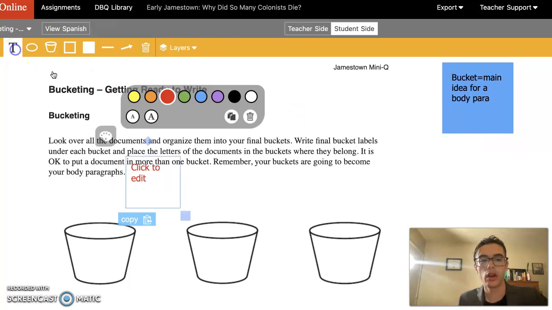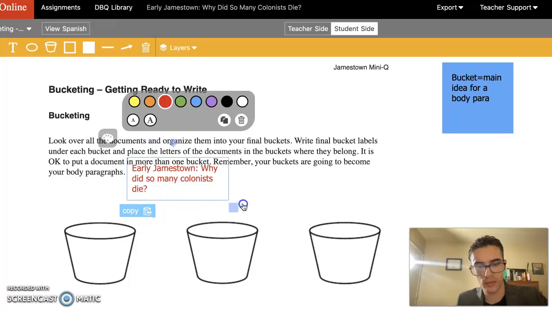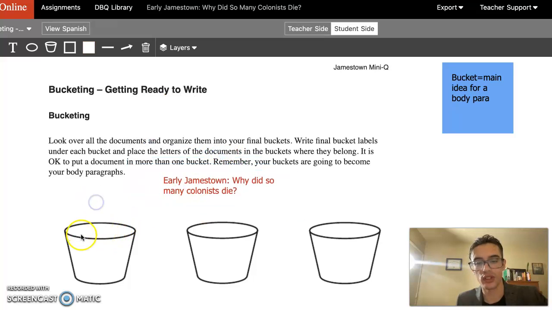Next, we should remember what our topic is. So it's early Jamestown. Why did so many colonists die? So I need to find 3 different reasons for the many deaths of the colonists.